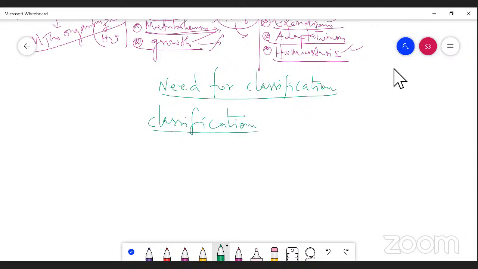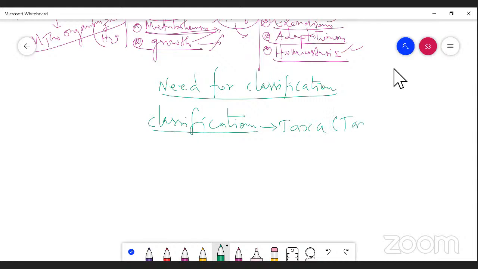Classification means categorizing. Classification is the process by which things are grouped and considered categories. It is based on easily observable characters. The scientific term used for these categories is taxa. Taxa means divided, classified, or arranged. Taxa is the plural.